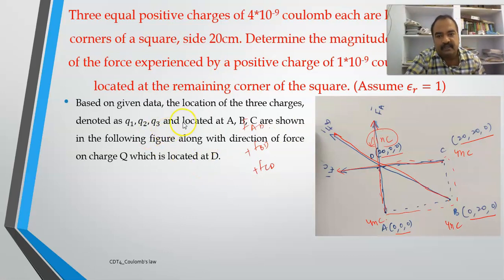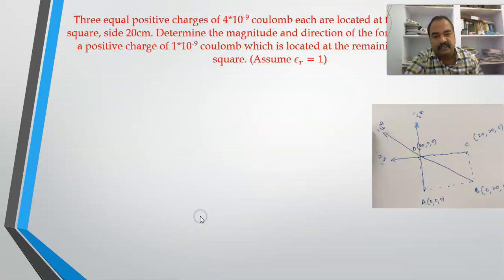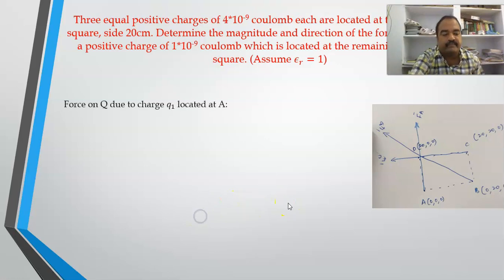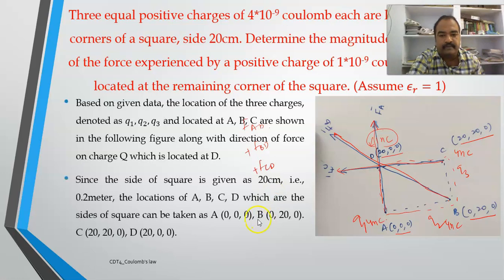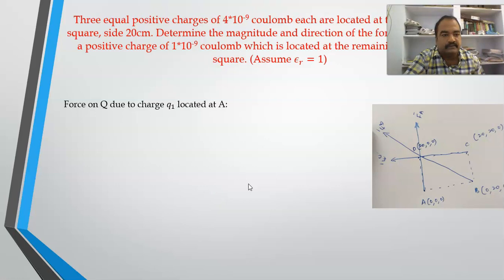So this is the description. The locations of the three charges are Q1, Q2, Q3. This is Q1, this is Q2 and Q3, and these are the locations which I have mentioned here. These are the locations A, B, C, D. Now let's see the calculation of force AD, which is the force exerted by the charge at A on the charge which is located at D.